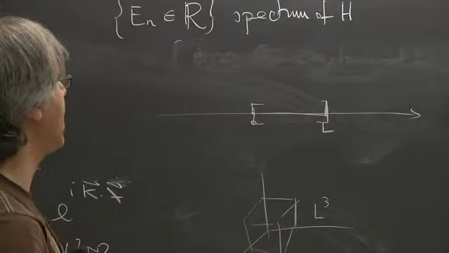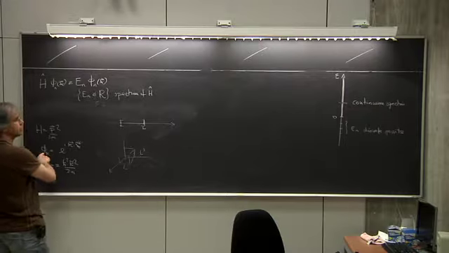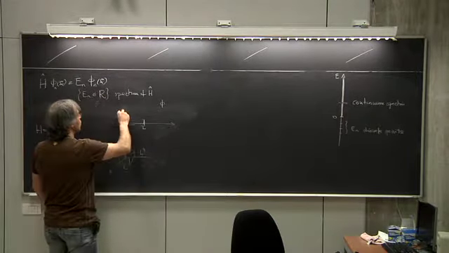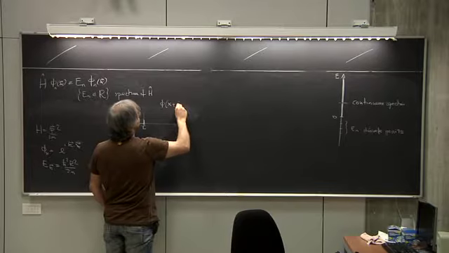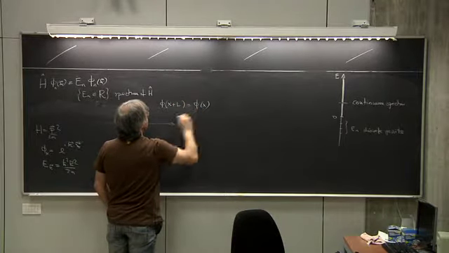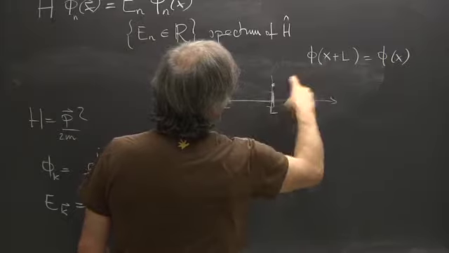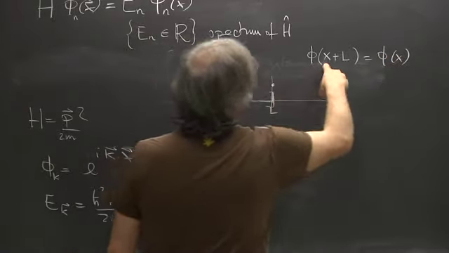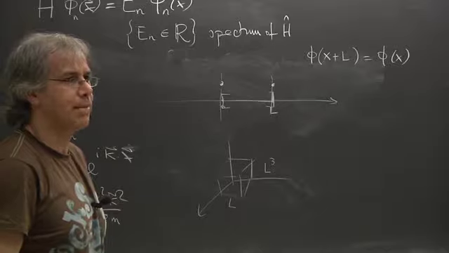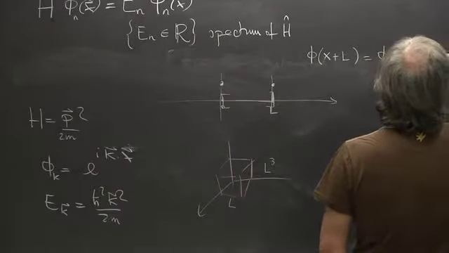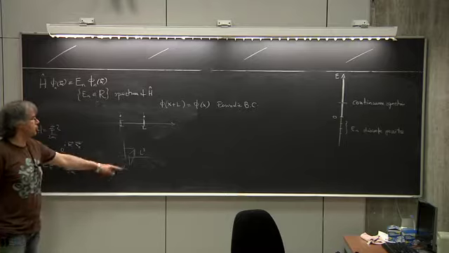Here you concentrate on L, and you can say two things. For instance, you can look for wave functions, phi, which are periodic in this interval, such that phi of x plus L is equal to phi of x. So for instance, the function at L is exactly equal to the function at zero, where x is equal to zero. I'm not telling you how much it is, but they are equal. These boundary conditions are called periodic boundary conditions.